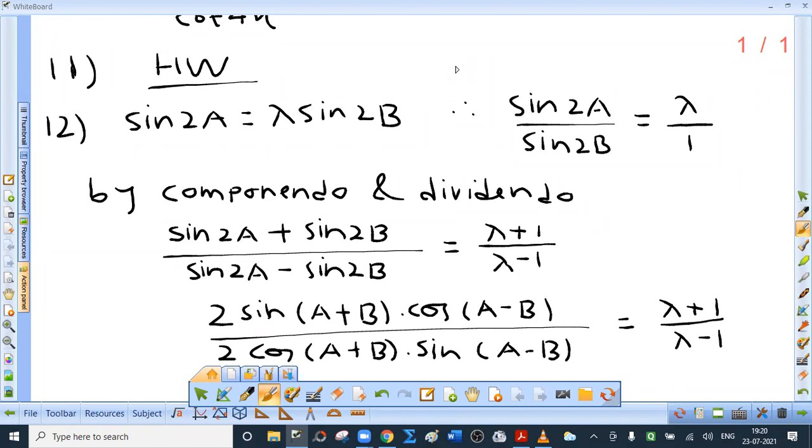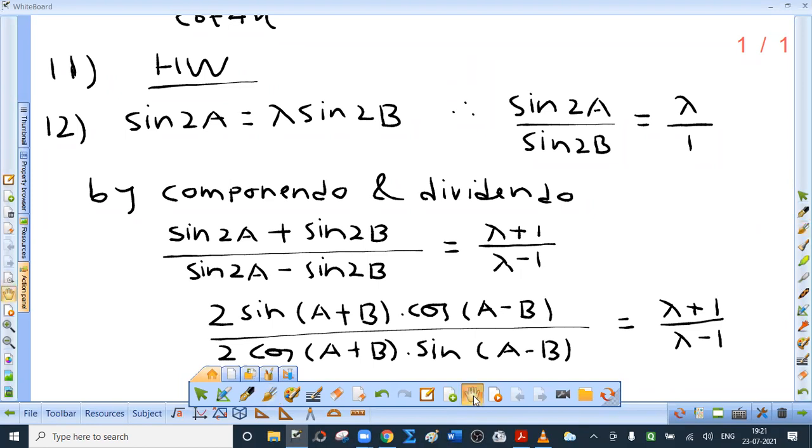If sin 2A is lambda sin 2B, prove that tan of A plus B upon tan of A minus B is lambda plus 1 upon lambda minus 1. Now rearrange the terms. Sin 2A equal to lambda sin 2B is sin 2A upon sin 2B equal to lambda upon 1, by componendo and dividendo. So sin 2A plus sin 2B upon sin 2A minus sin 2B is lambda plus 1 upon lambda minus 1.